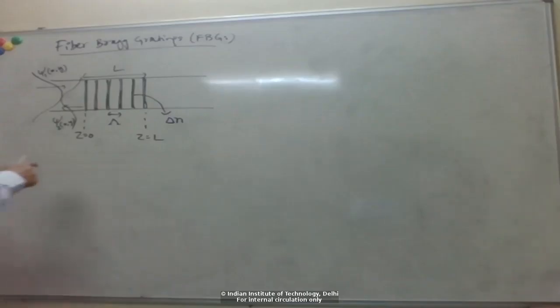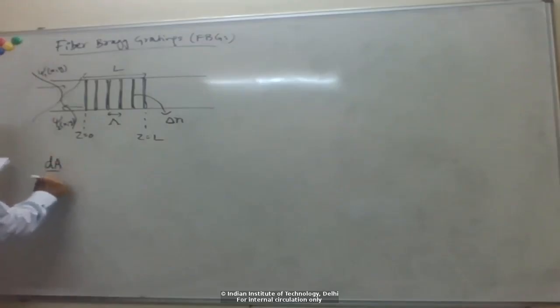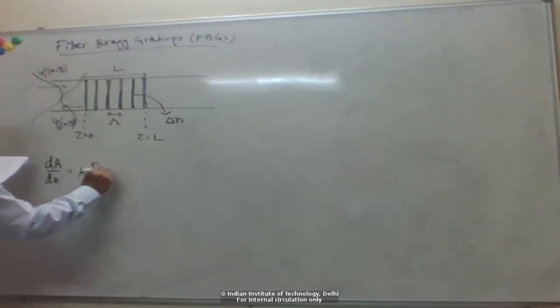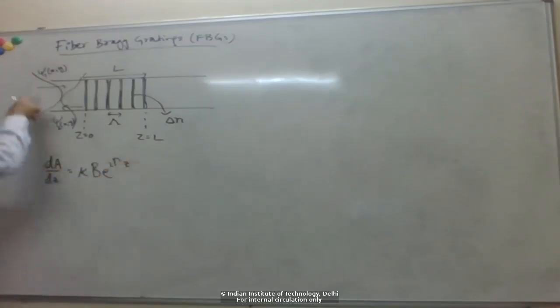So last time we derived, if we write the total mode in this coupling region as a superposition of these forward and backward modes with coefficients A and B, then we ended up with these coupled propagation equations between the amplitudes A of the forward propagating mode and B of the backward propagating mode.